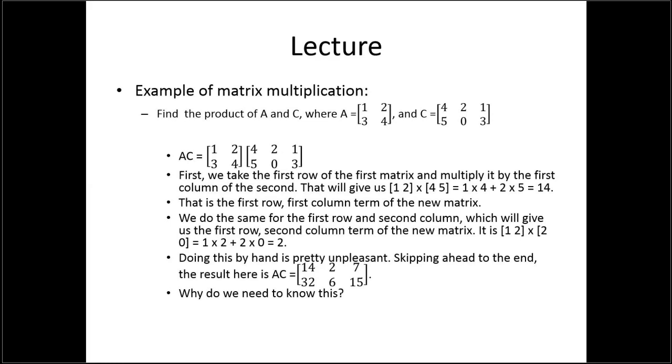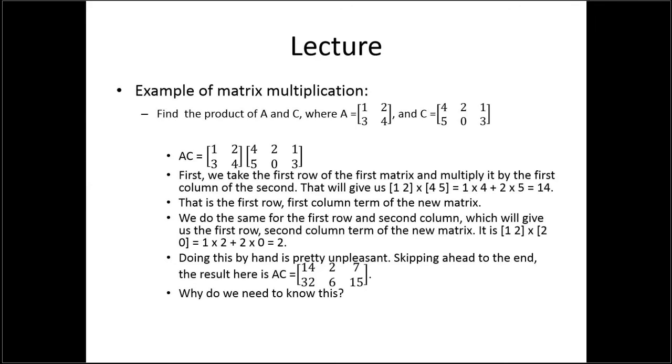This is kind of a long process, but you're multiplying the rows of the first times the columns of the second. Also, one thing to notice is that the number of rows of the first and the number of columns of the second will give you the size of the matrix you're going to get at the end. So a 2 by 2 times a 2 by 3 is going to give you a 2 by 3. A 3 by 3 times a 3 by 5 is going to give you a 3 by 5. So it's always going to give you the same number of columns as the second thing you're multiplying. Hopefully that makes sense.